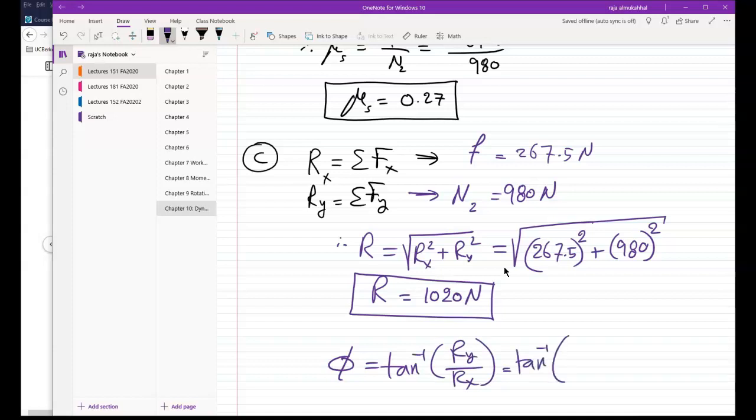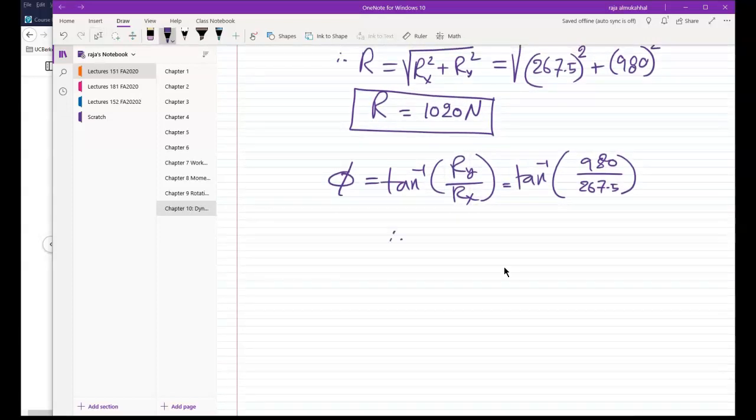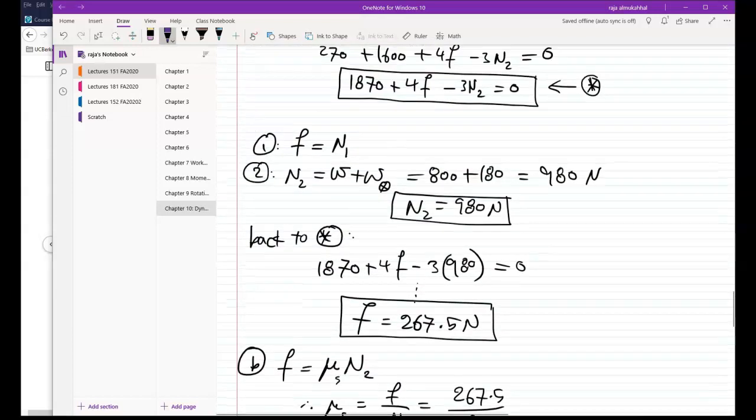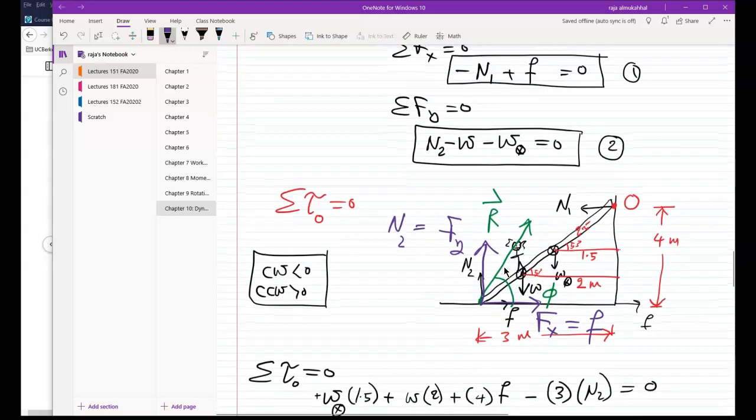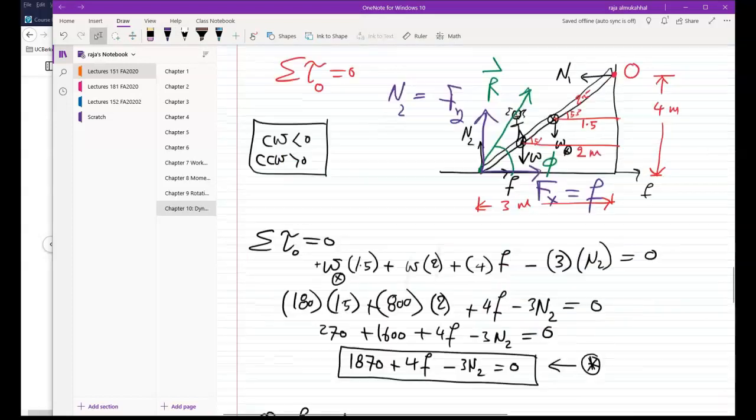So R sub y is in this case 980 divided by 267.5, and then therefore phi in this case will be equal to 75 degrees. In other words, this angle phi right here from the diagram, there we go, is 75 degrees. Okay? All right.